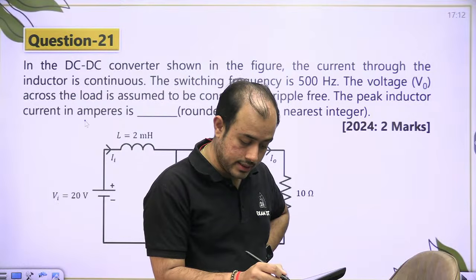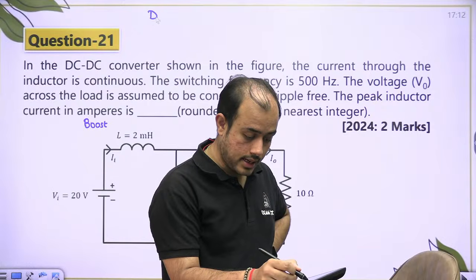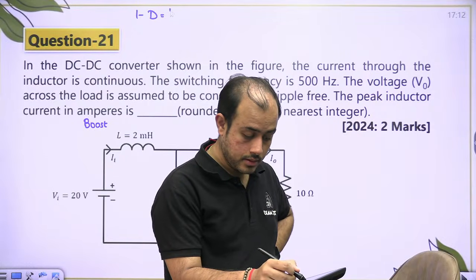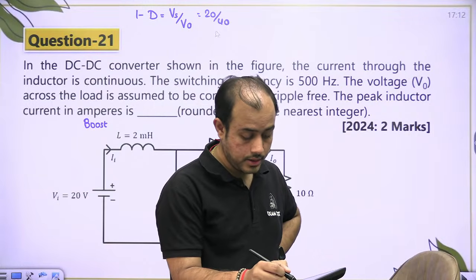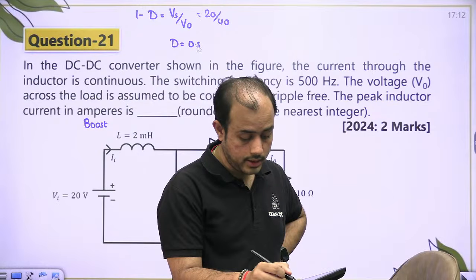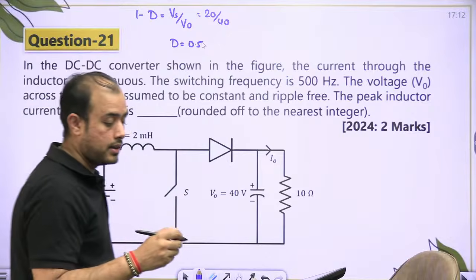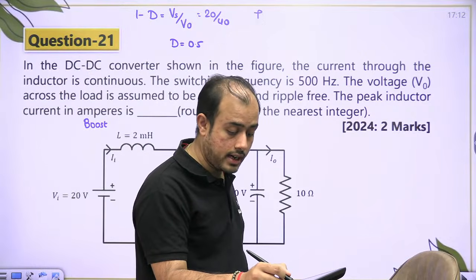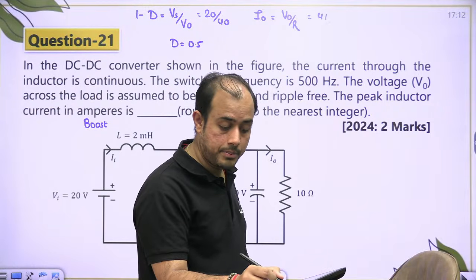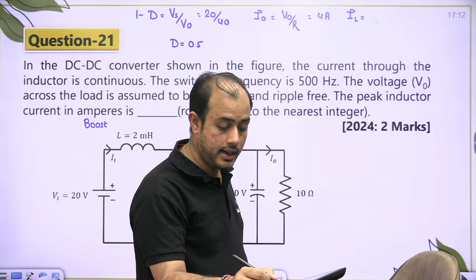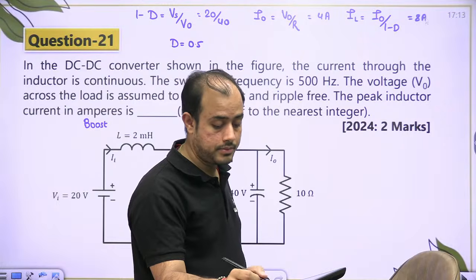First of all, beta, this is a boost converter. So duty cycle: 1 minus D is Vs by V naught. Duty cycle is 0.5. Vs is given as 20, V naught is 40. I naught will be V naught by R, 4 ampere. IL will be I naught upon 1 minus D, 8 ampere.